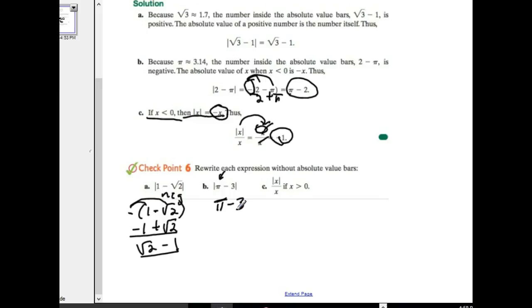And then for example C, since x is greater than 0, or assumed, because it says if x is greater than 0, when a number inside of there is greater than 0, then it's positive anyway, and the absolute value of that is simply going to be x over x, which is the bottom term there, and any number over itself ends up just being positive 1. Okay, so that's how we work this particular problem.